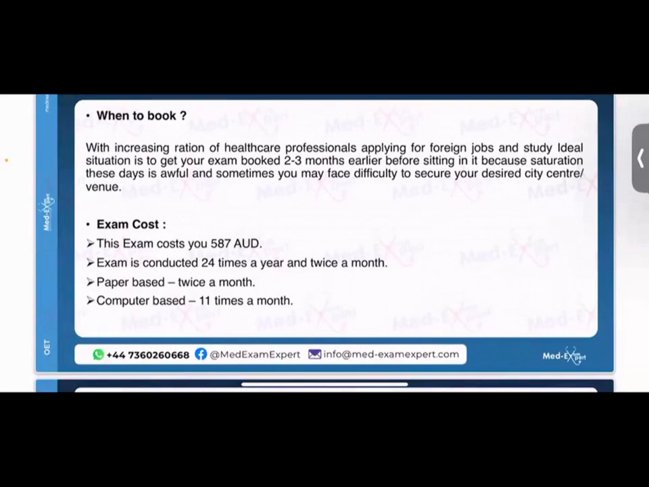So it is both paper based and computer based. I think a lot of aspirants must be knowing about this. The paper based exam is conducted twice a month, and computer based is conducted 11 times a month. It's totally up to you, whatever exam suits you, whether paper based or computer based.